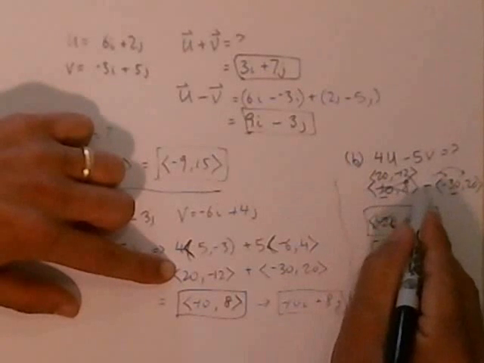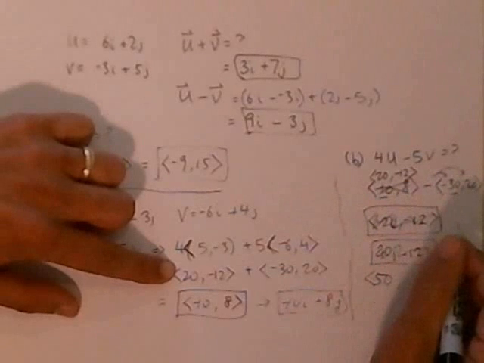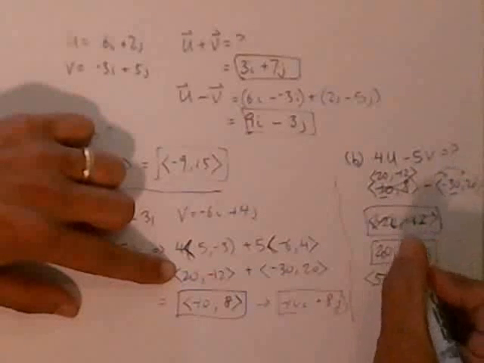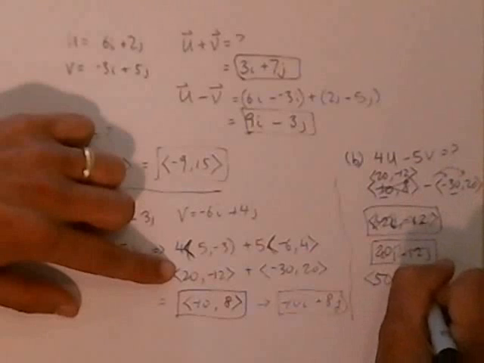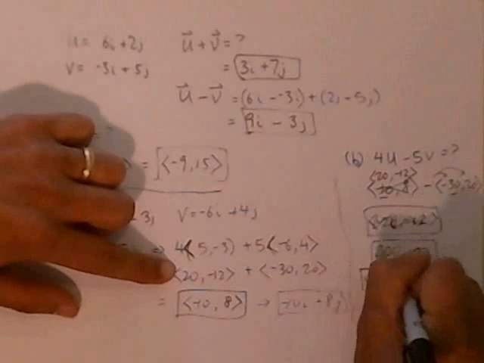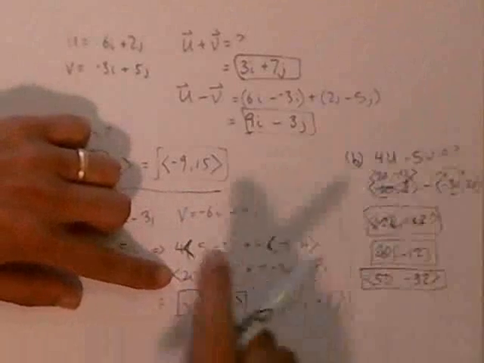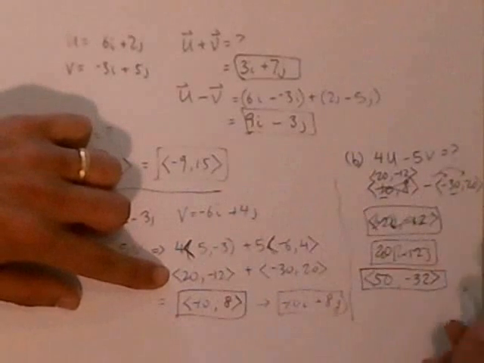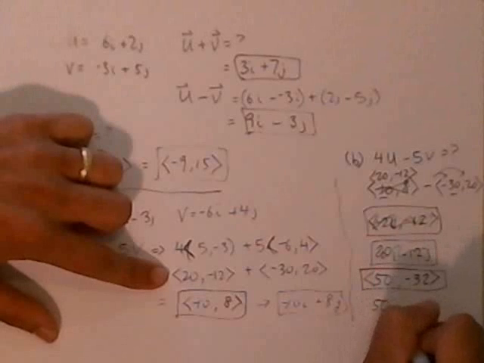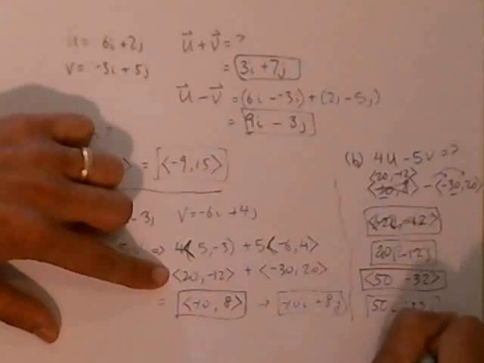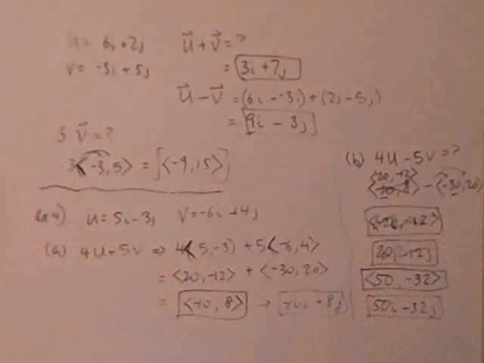And then negative 12 minus 20 is going to be negative 8. Wait a second. Negative 12 minus 20, negative 32. Sorry about that. Sorry about this. I should have used this one. I didn't distribute all the way out. Okay. Or it's going to be 50i minus 32j. ij notation. 50i minus 32j. Very good.